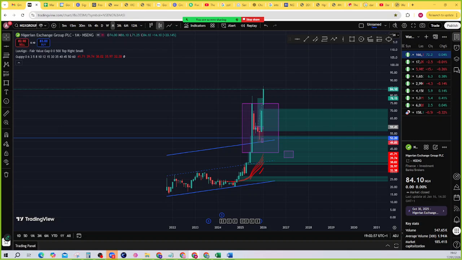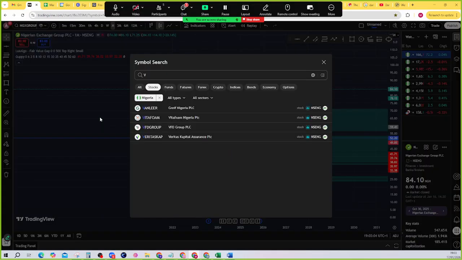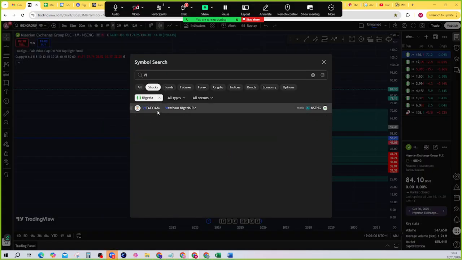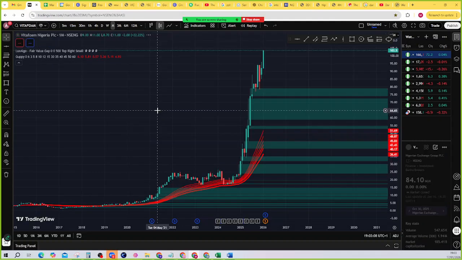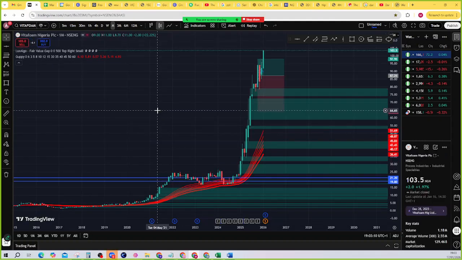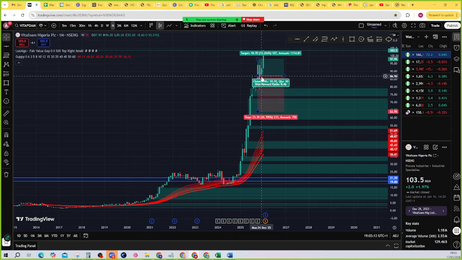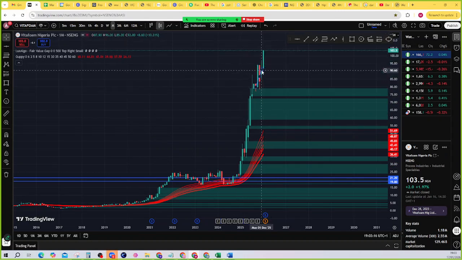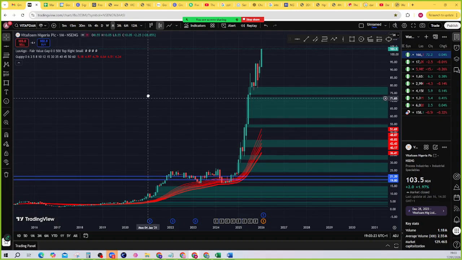Okay. Which other one? Sovereign. Vitafoam. What's happening in Vitafoam? It's a breakout. This should have been a good entry, but we missed it. So if you have it, it's a hold. How far are we going to hold it? That's what we don't know now.